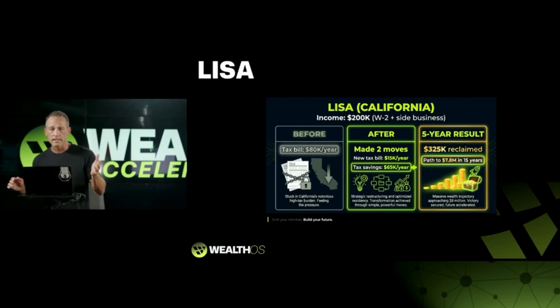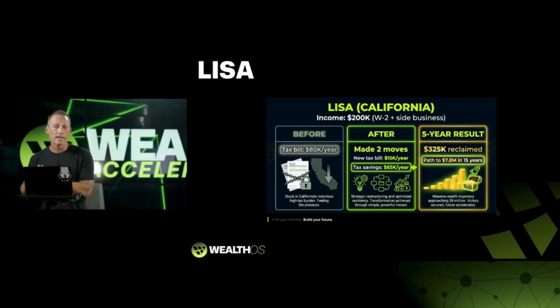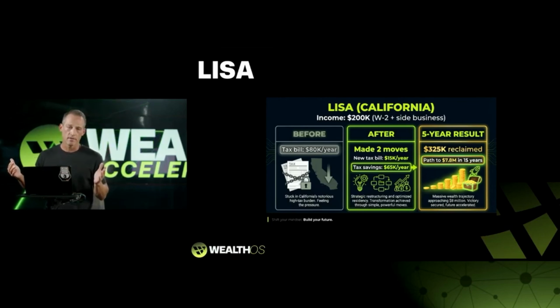But before we do, Lisa, same thing, $200,000 earner, paying about $80,000 in taxes. 2 different moves for her. Dropped her tax bill to $15,000, saving about 65 grand a year. Over 5 years, that's now about 325 grand. Compounding at a conservative rate, that's about 7.8 million in 15 years.